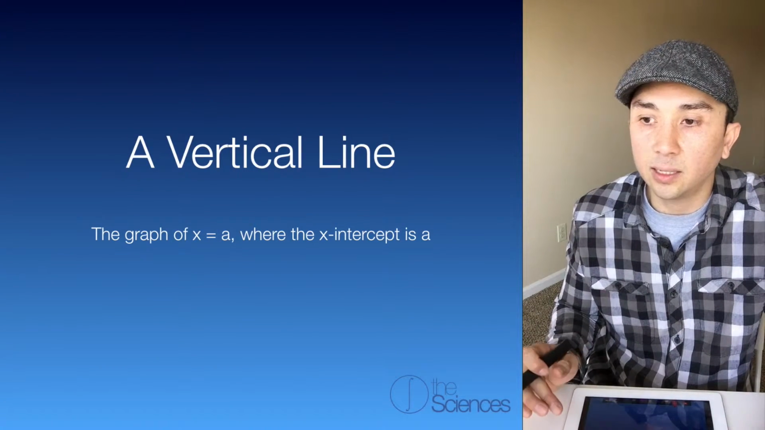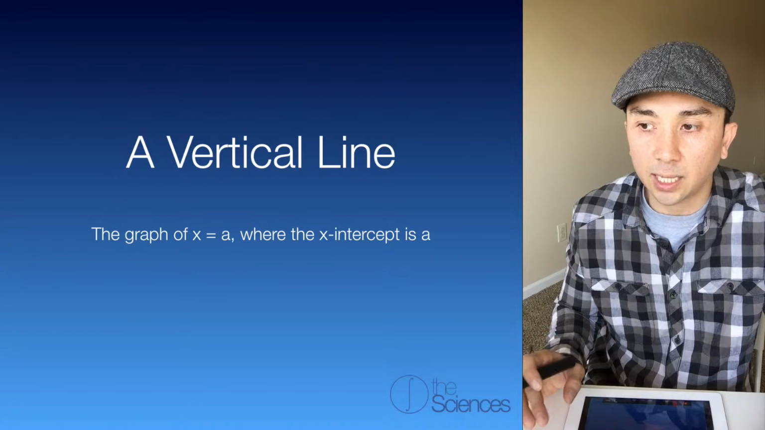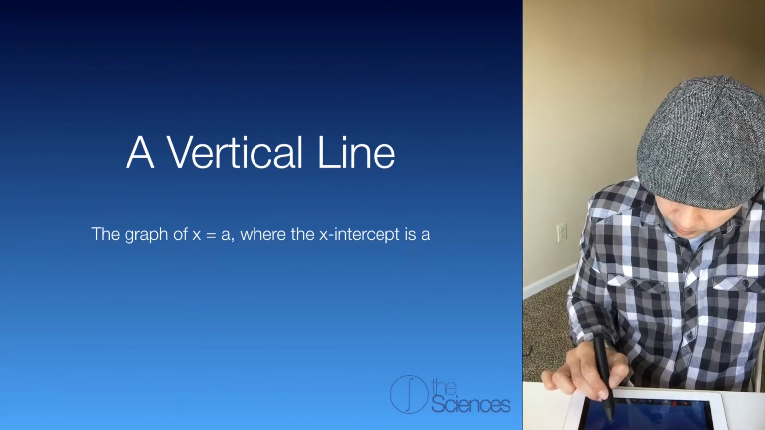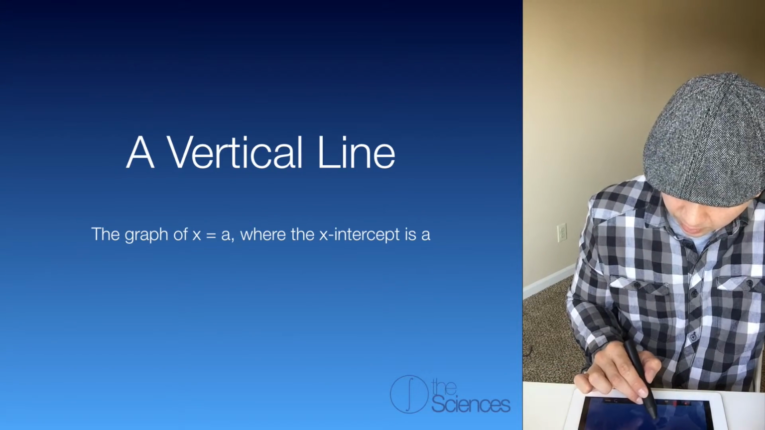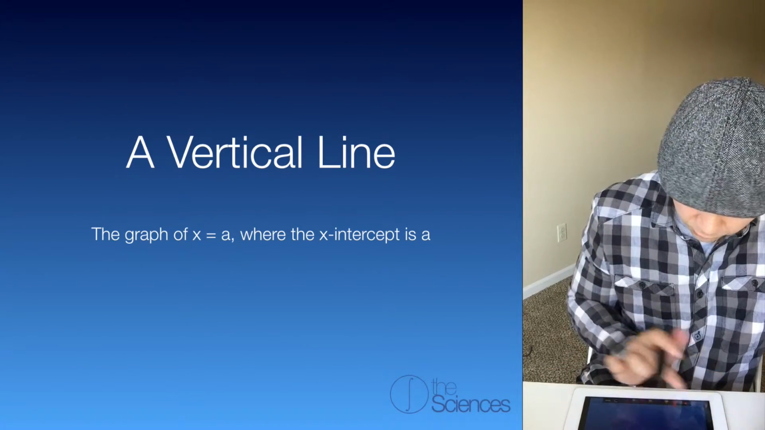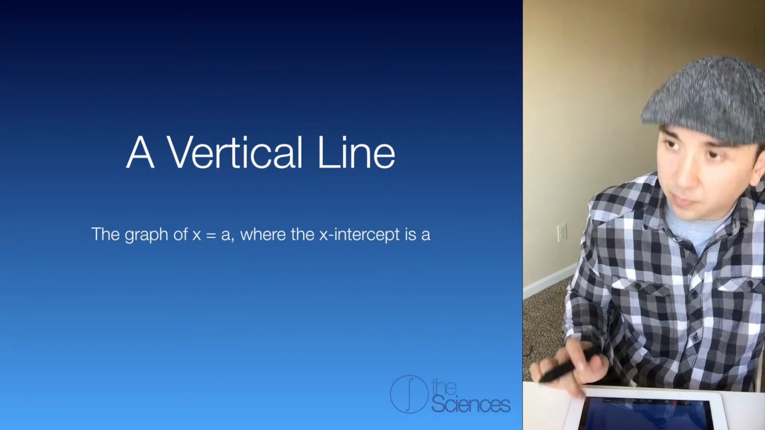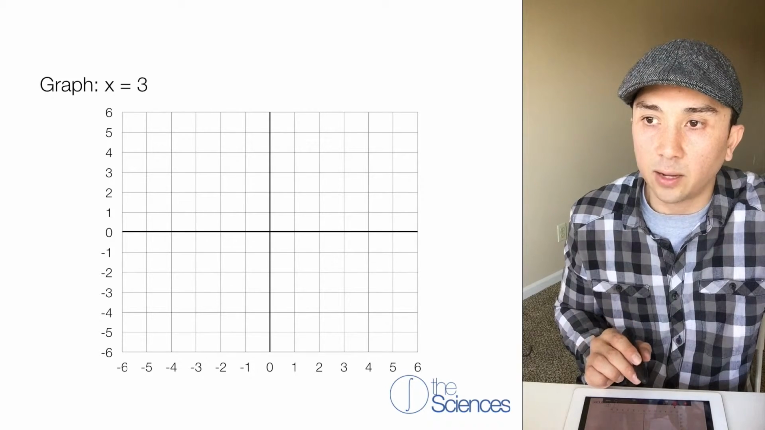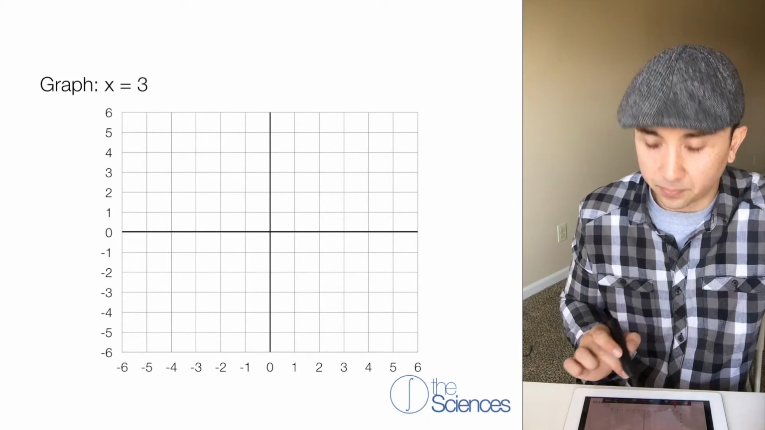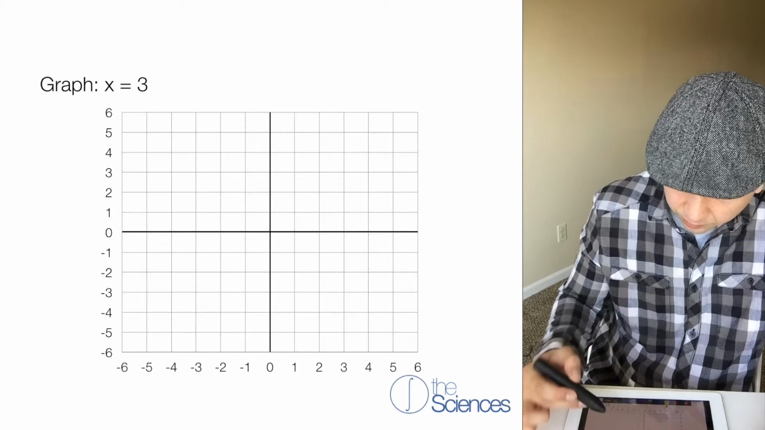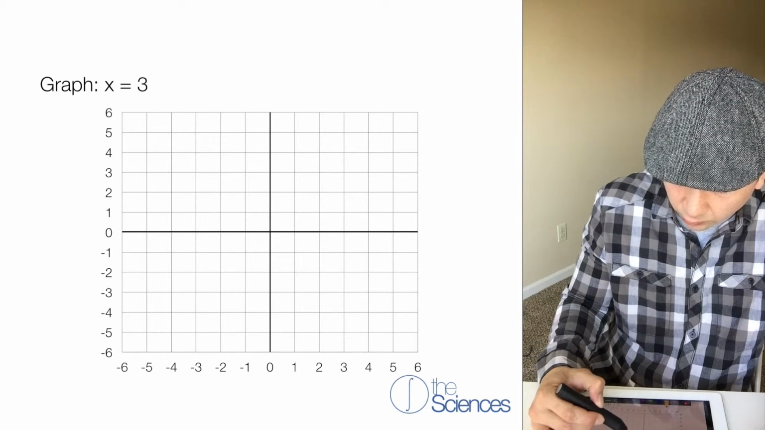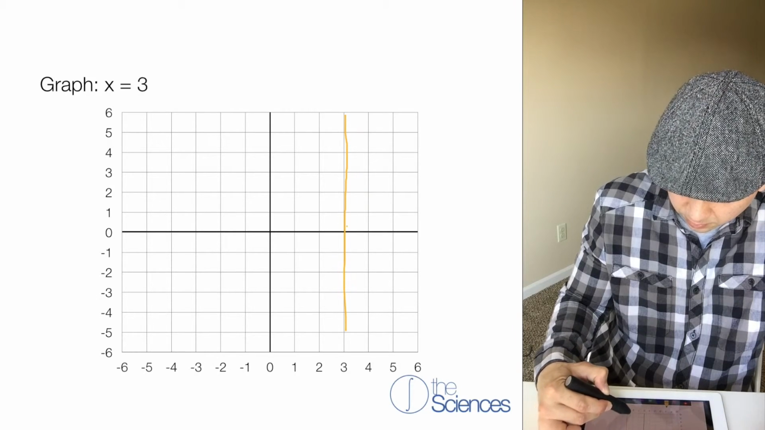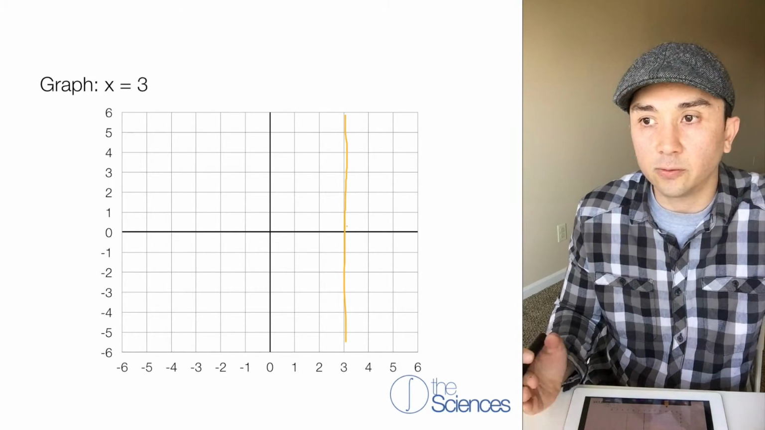Now a vertical line is the graph of x equals a, where the x-intercept is a. So let's do an example. In this graph, x equals 3. So now, all we're going to do is go to 3 on the x-axis and then draw a vertical line. So that's the graph of x equals 3.